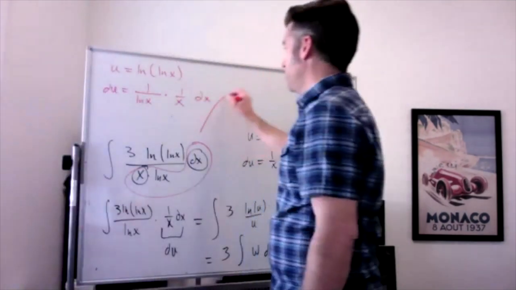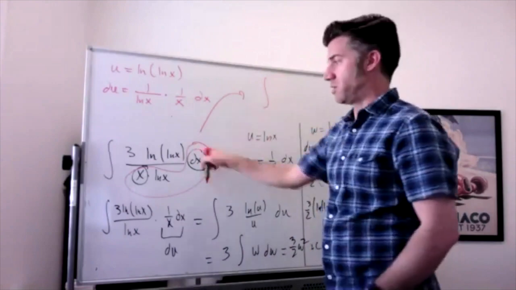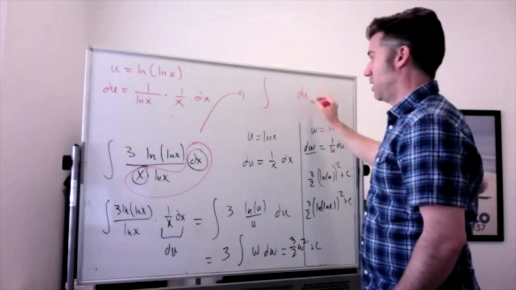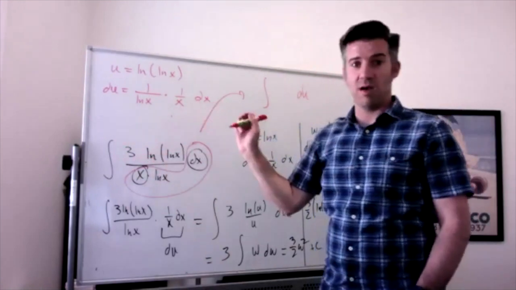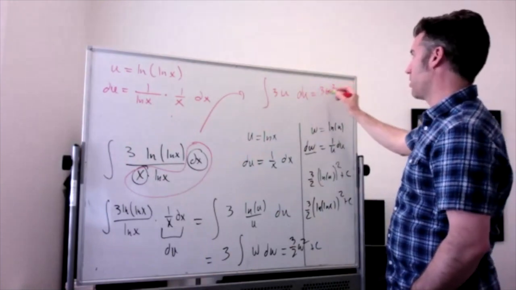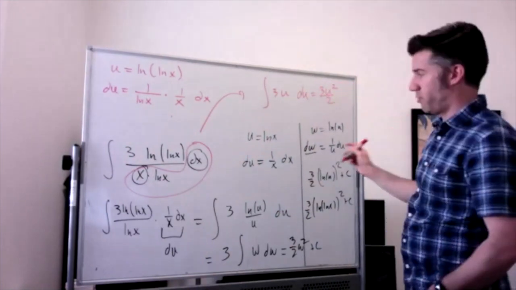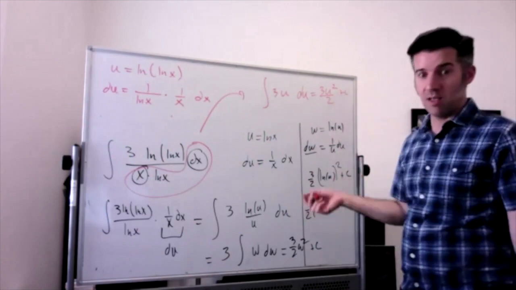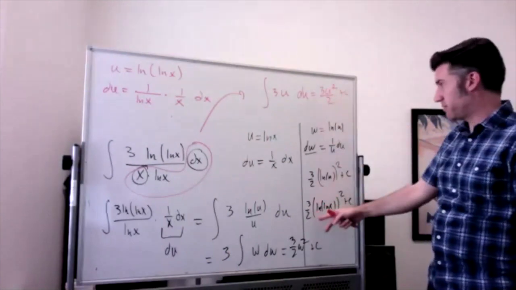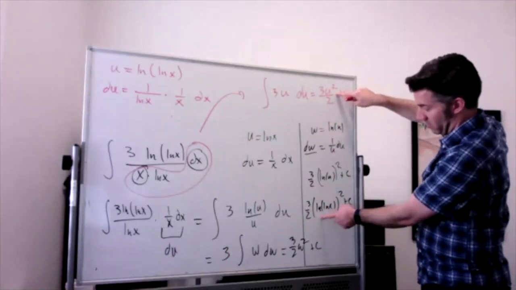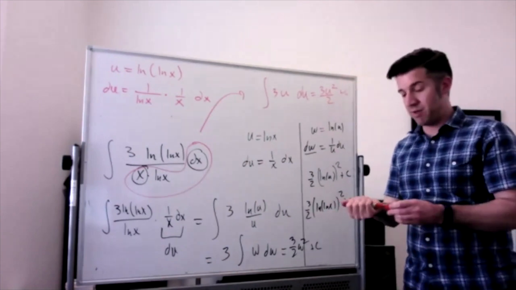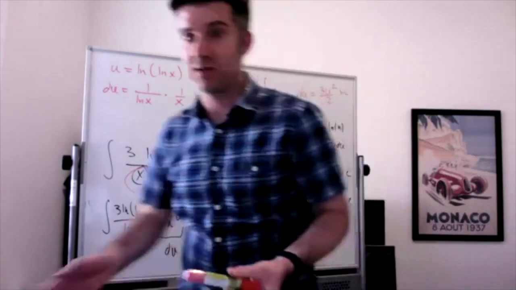So I could rewrite this integral as the integral of, well, the stuff circled in red is taken care of. That's my du. And then I'm left with 3u on top. That's going to be 3u squared over 2, plus c. And I can plug back in u equal to the natural log of x and get 3 halves times u squared, which is the natural log of x squared plus c. So sometimes there are better U substitution choices to make than others.